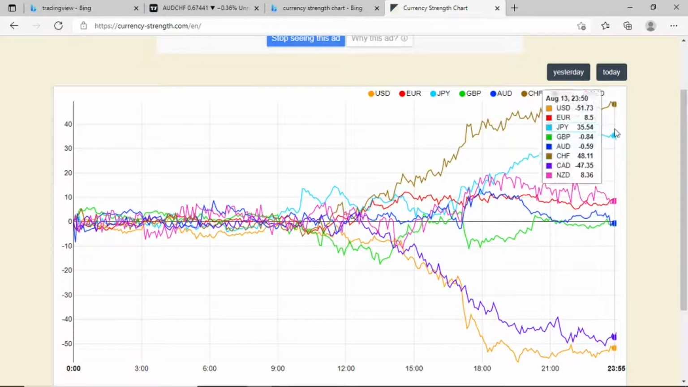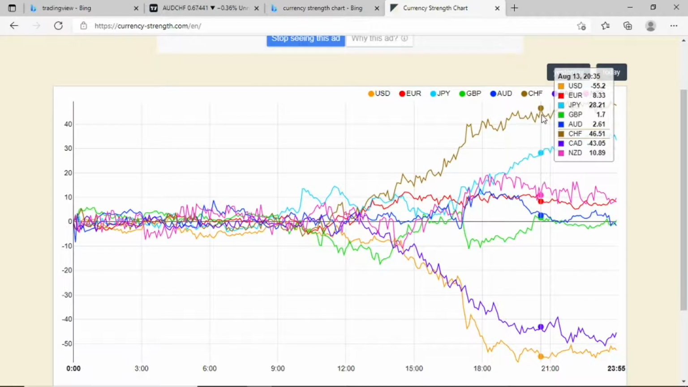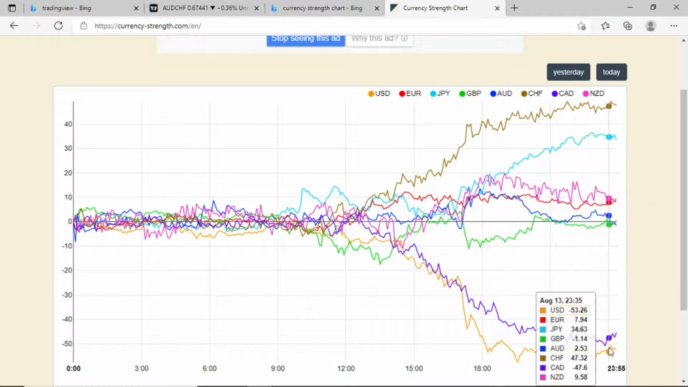So right now, as you can see, the strongest is the CHF, this brown line right here. The CHF is really strong. And at the same time, at the bottom here, the weakest is the US dollar, the orange line. So the weakest is the US dollar.